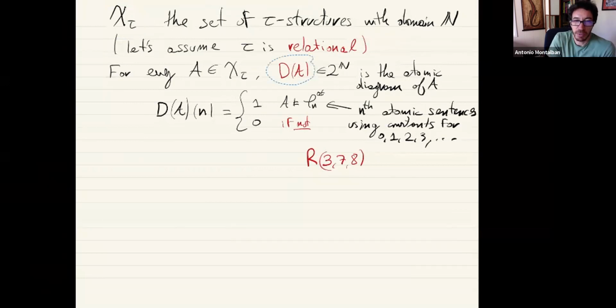So there is really no essential difference between the structure and its atomic diagram. They're kind of like the same objects. Essentially, we have a bijection. D is a bijection from the space of tau structures with domain n to 2 to the n.